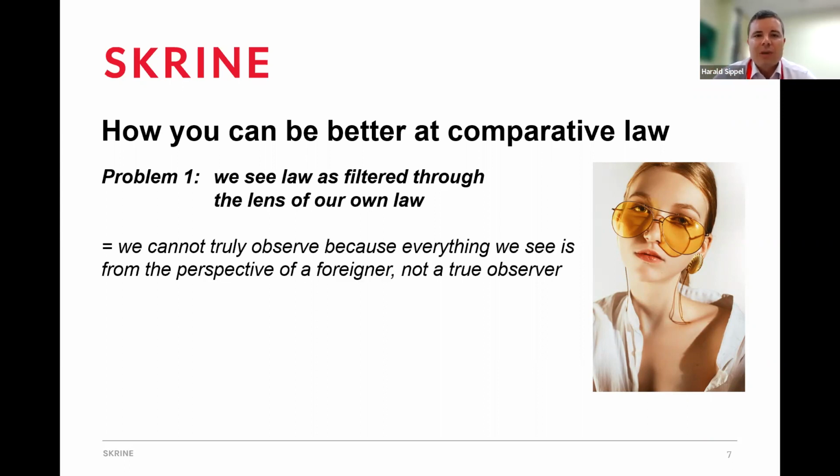So we cannot truly observe because everything we see is from the perspective of a foreigner, so to say, not a true observer. By foreigner, I say that because we speak about comparative law, and keep in mind it's about foreign law, right? So this is why I chose the term foreigner. The point here is we have this shade in front of our eyes, this lens, and it filters everything we see. It filters because we see things from our own perspective.